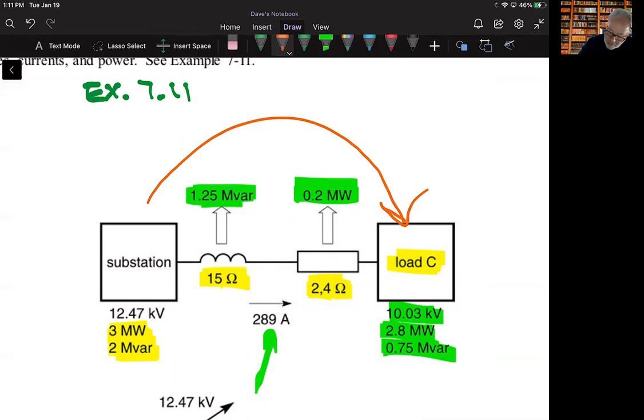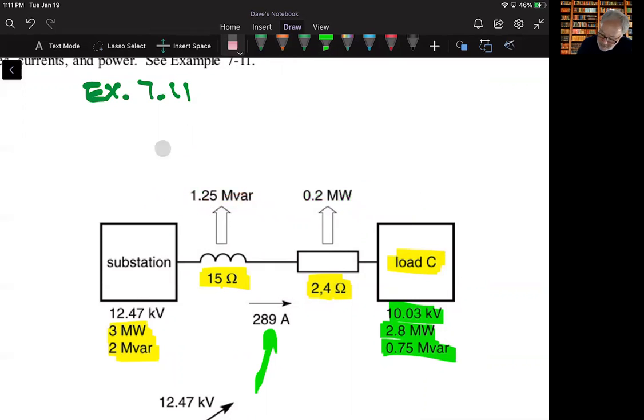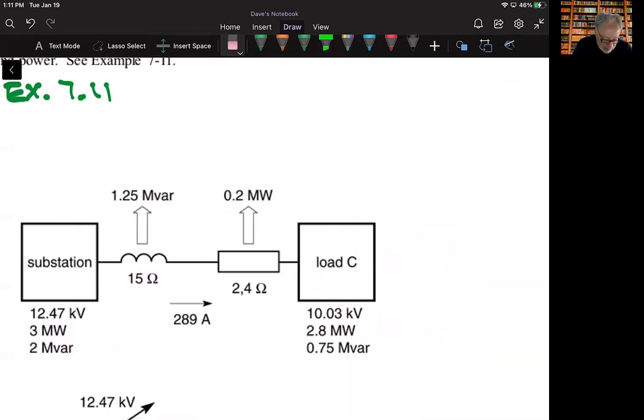So let's work through this, and we'll just take it step by step in the method that he has worked it out. And I'm not going to show the solution yet. We're just going to stick with this. But the first thing we can do is determine what the apparent power to the load is.